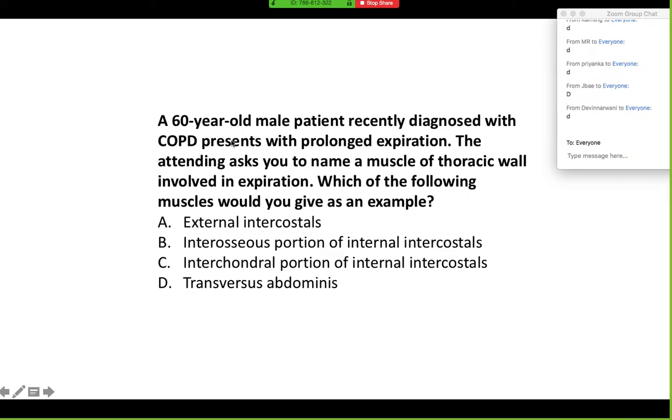Okay, so a 60-year-old male patient recently diagnosed with COPD presents with prolonged expiration. The attending asked you to name a muscle of the thoracic wall involved in expiration. Which of the following muscles would you give as an example?